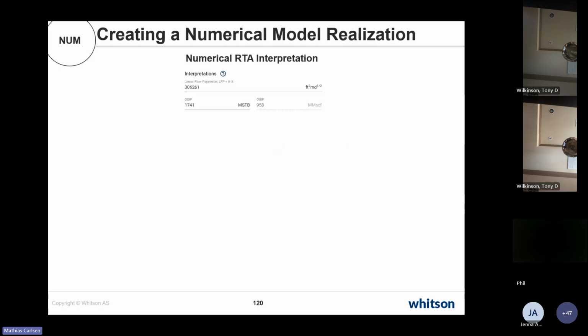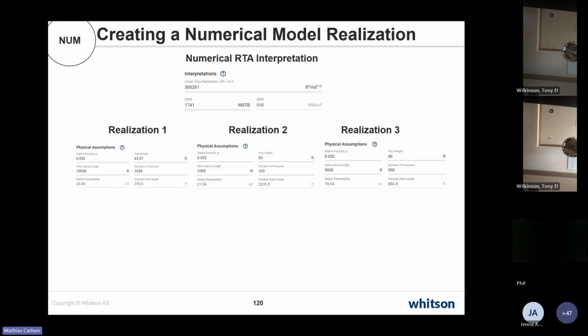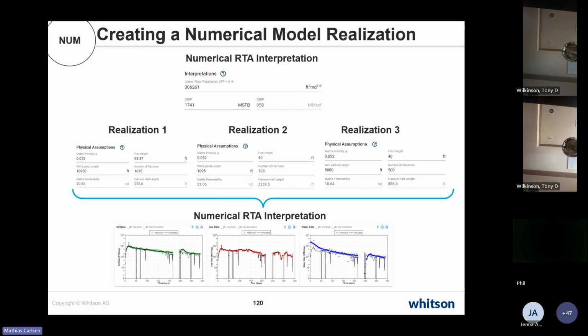And it's important for me to emphasize that when you are doing RTA, you're quantifying an A root K and a contacted pore volume, and you can come up with an infinite number of realizations. Here are just three different examples where the well lateral length, the number of fractures, the frac height, your fracture half length, and your permeability are very different. But as long as those parameters are the same, my numerical history match is exactly identical. The other thing is, if I keep the abandonment pressure the same, my forecast will also be identical.